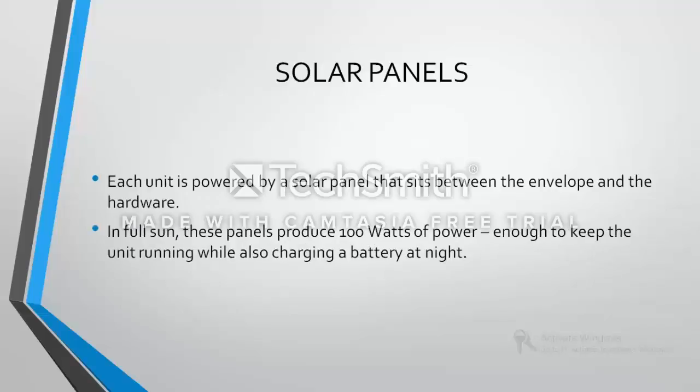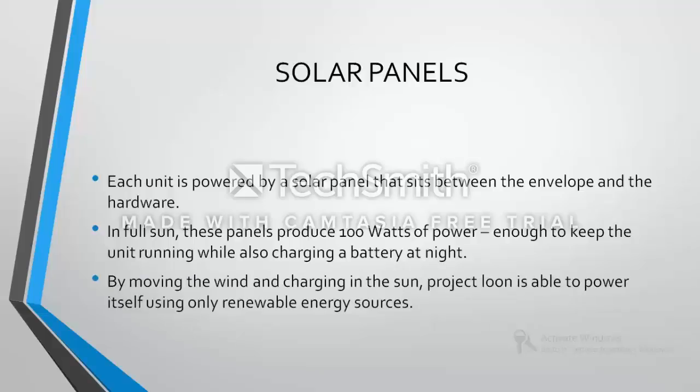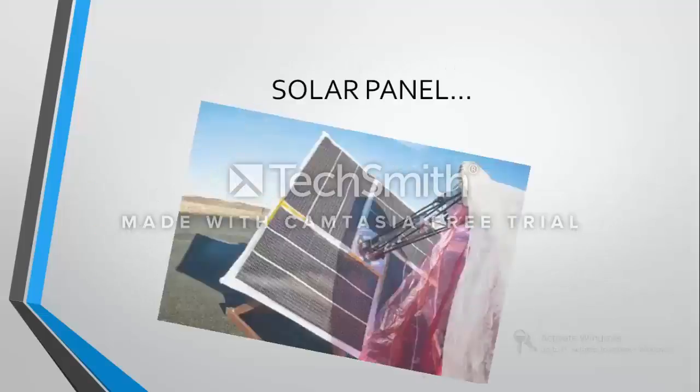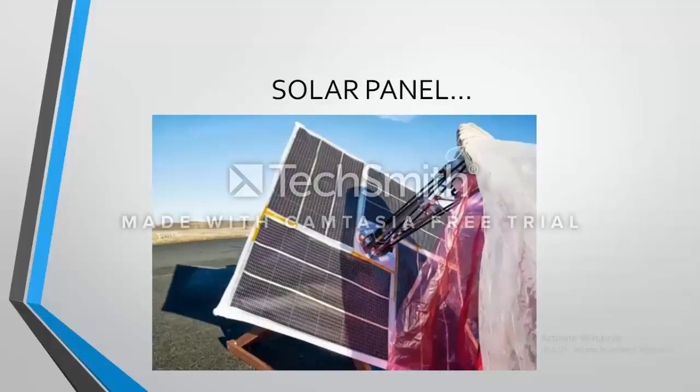Solar panels. Each unit is powered by a solar panel so that it can run on the sun's energy that is available. These panels in full sun can produce 100 watts of power, which is enough to keep the unit running while also charging a battery for use at night. By moving with the wind and charging in the sun, Project Loon is able to power itself using only renewable energy sources. So it will be very useful for the environment also. And this is how the solar panel looks like.